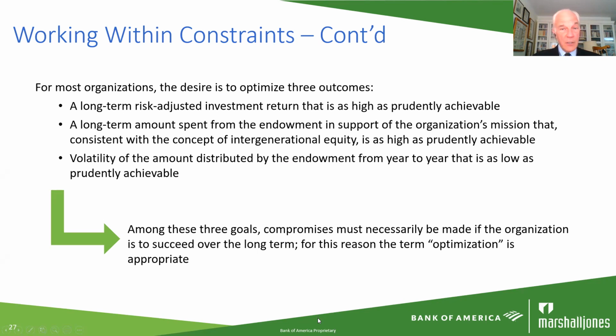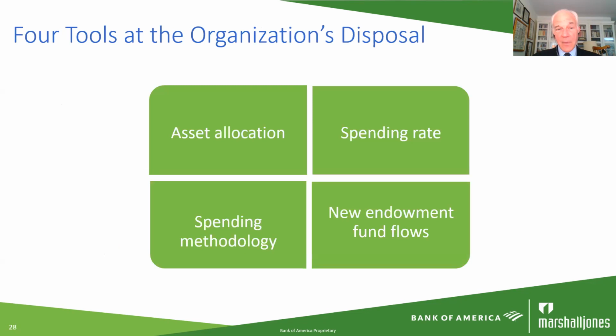Why? Because you have to budget. You have to budget from year to year, and you don't want the amount that you're drawing from the endowment to be jumping up and down. So this means you have to make compromises in trying to optimize these. What are the tools that you have? They're on the next page.